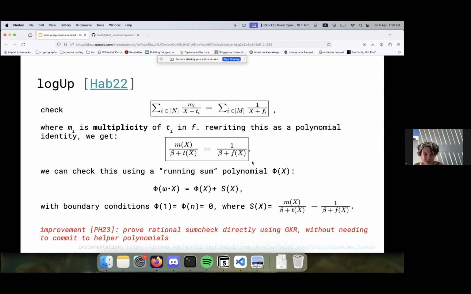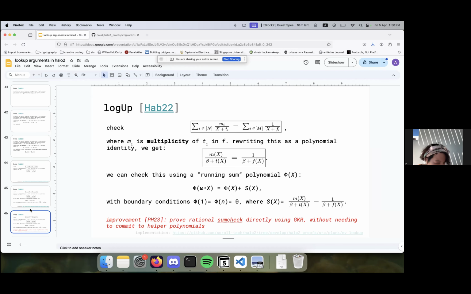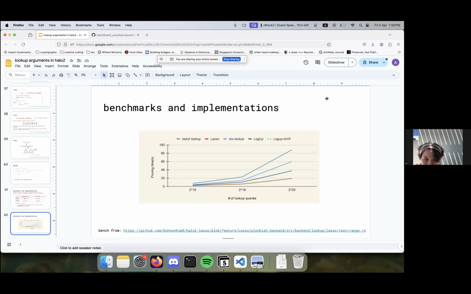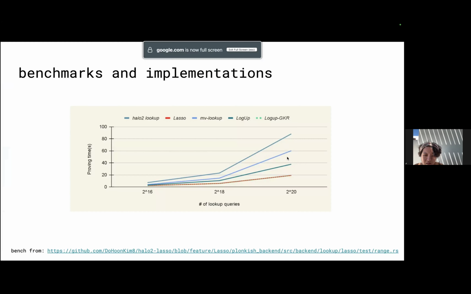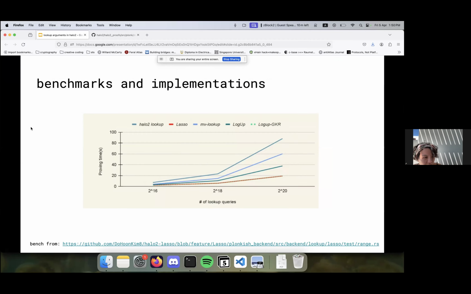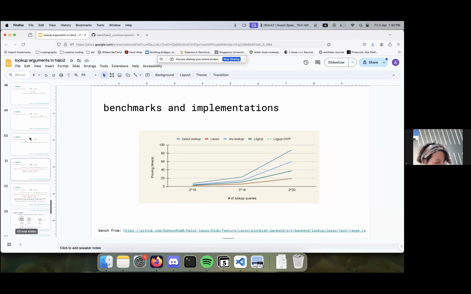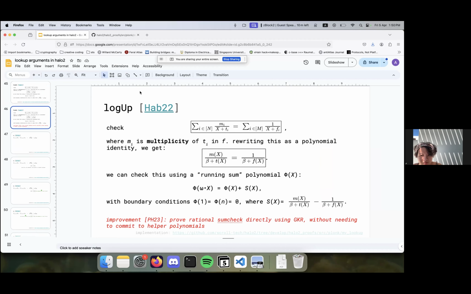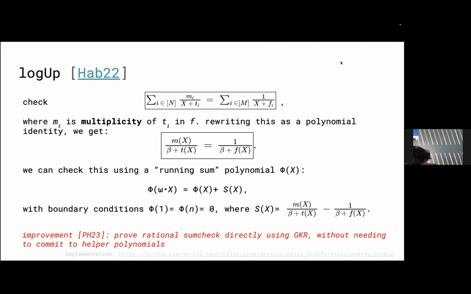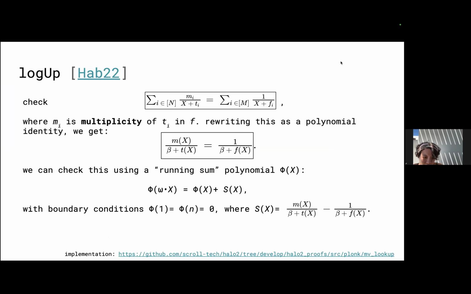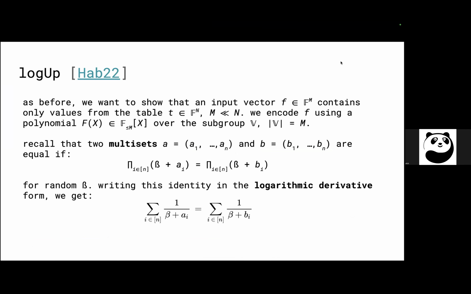And so if you recall in our benchmarks, the difference between MV lookup and lookup GKR is really huge. I'm gonna pause for questions because I haven't done that in some time. It seems no questions for now. Okay.